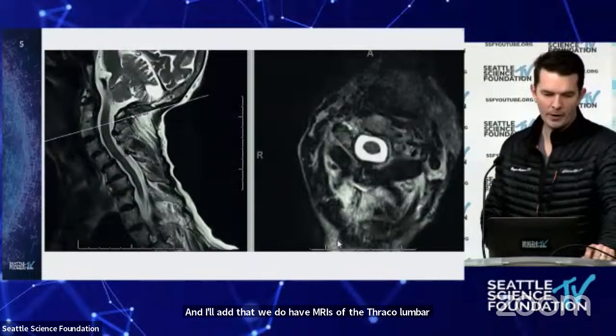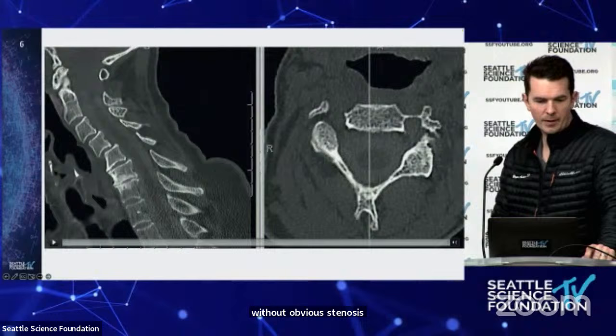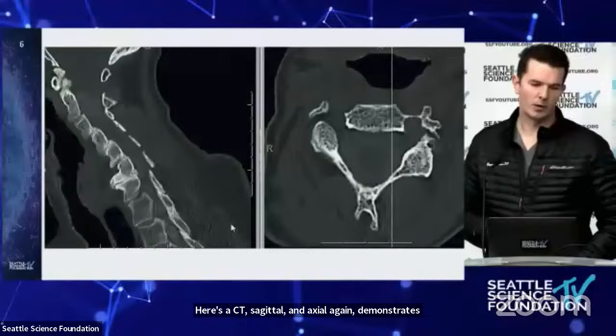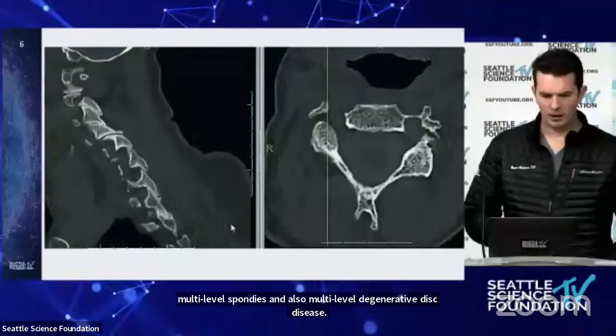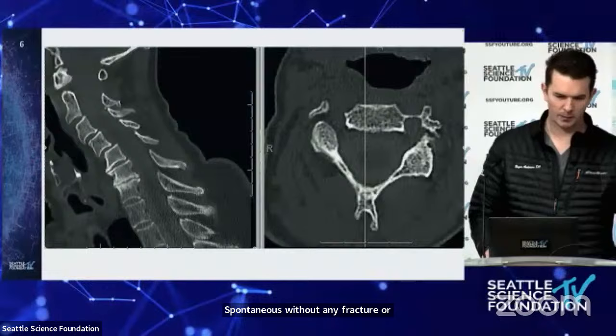Here's a CT, sagittal and axial again. It demonstrates multi-level spondylosis and also multi-level degenerative disc disease, without any fracture or jumped facets. You can see there's a focal area of kyphosis at C4-5, about 15 degrees, but otherwise she has straightening of her neck.